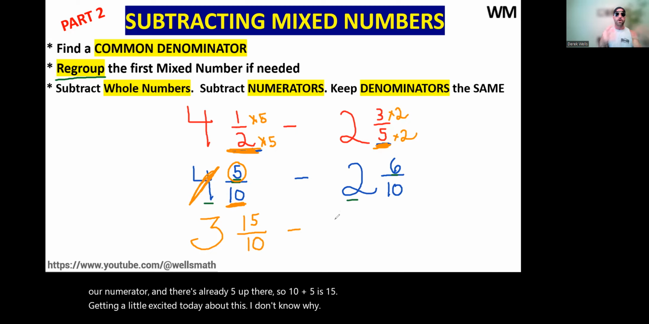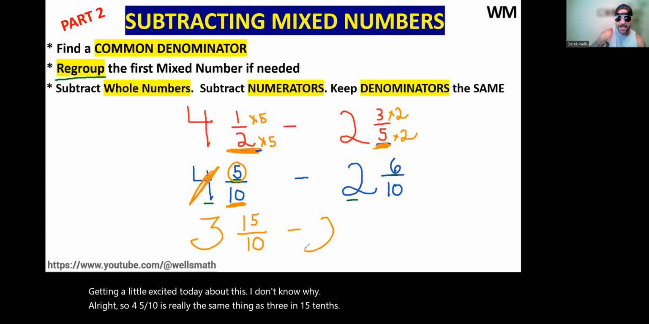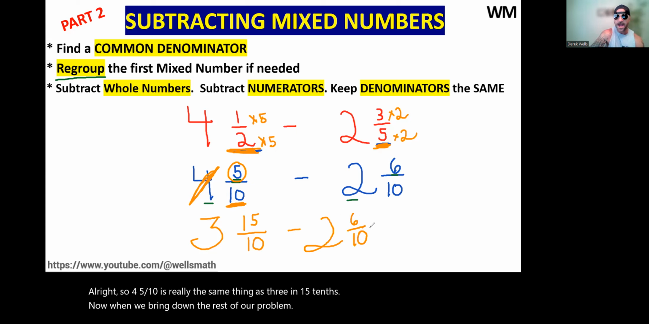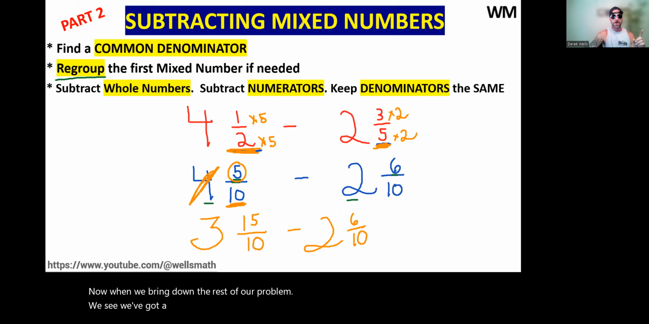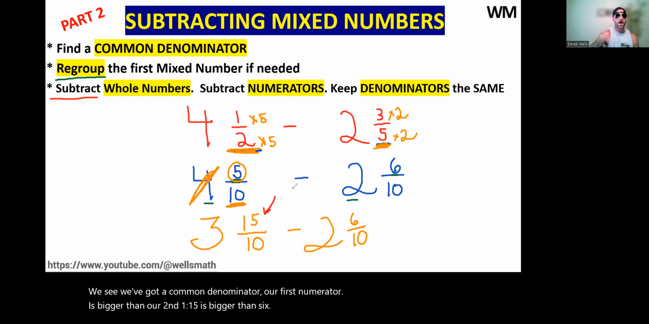All right, so 4 5/10 is really the same thing as 3 15/10. Now, when we bring down the rest of our problem, we see we've got a common denominator. Our first numerator is bigger than our second one. 15 is bigger than 6. So let's follow our third step now.